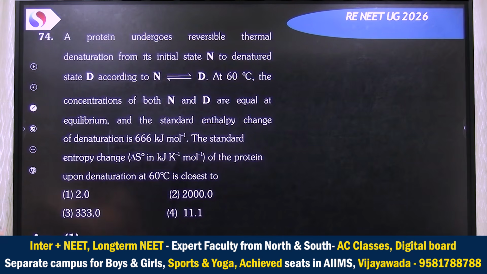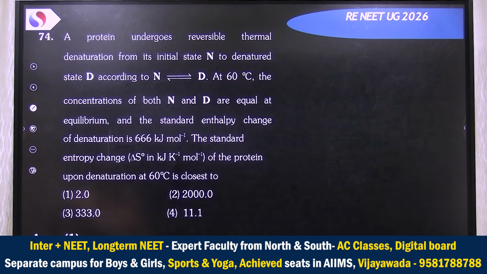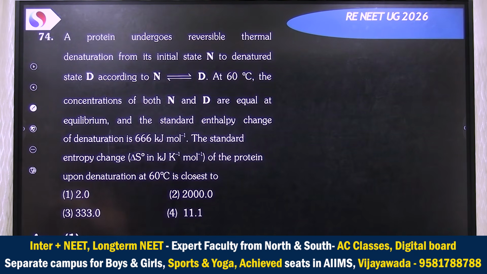Next one is 74. A protein undergoes reversible thermal denaturation from its initial state N to denatured state D according to N gives rise to D. At 60 degrees Celsius, the concentrations of both N and D are equal at equilibrium, and the standard enthalpy change of denaturation is 666 kilojoule per mole. The standard entropy change delta S naught in kilojoule per Kelvin per mole of the protein upon denaturation at 60 degrees Celsius is closest to 2.